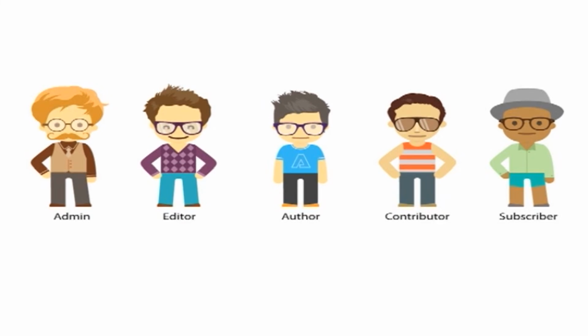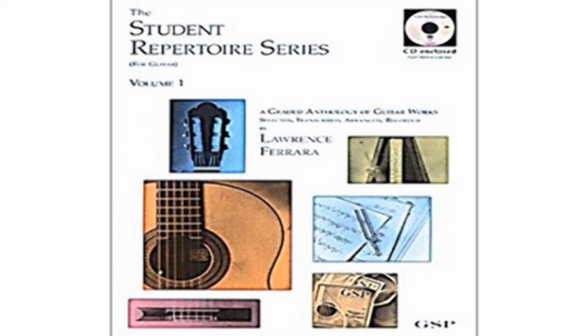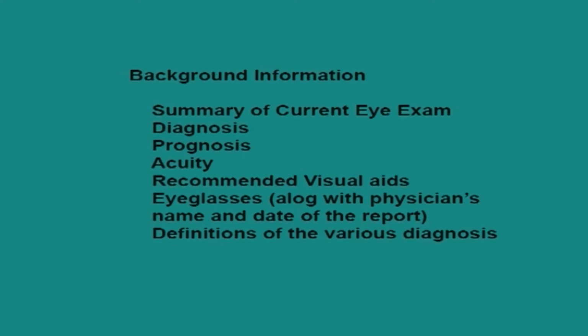Background information. The functional vision assessment should include the student's eye condition, that is, a summary of the current eye exam, diagnosis, prognosis, acuity, recommended visual aids if any, and eyeglasses prescribed and when it is appropriate to wear them, along with the physician's name, the date of the report, and definitions of various diagnoses.